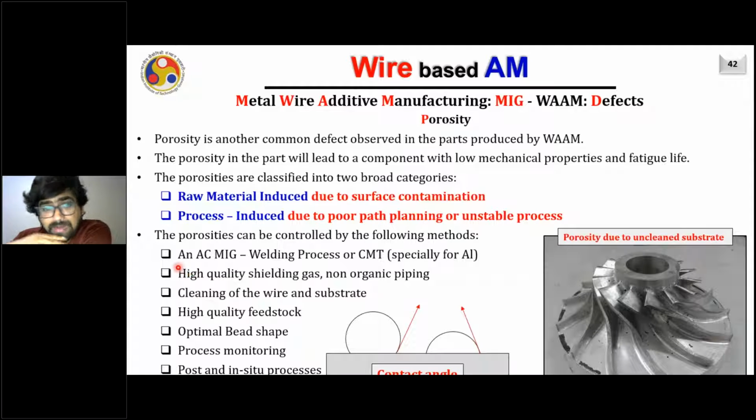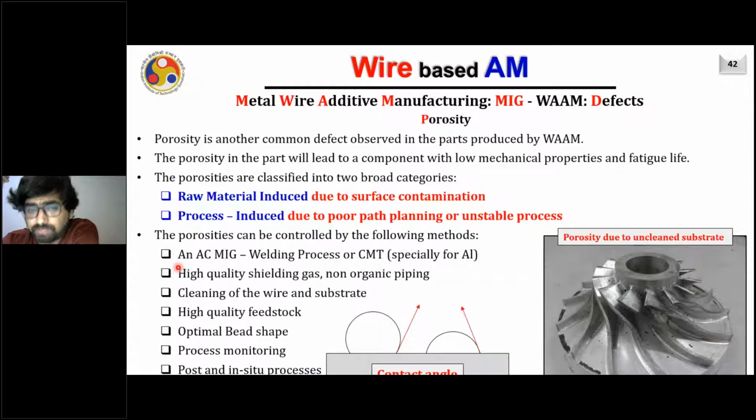For example, an AC MIG welding process or CMT is preferred, particularly for aluminum, to avoid porosity, because when you deposit aluminum, its flowability is quite high. I mean, the liquid material is quite flowable. As a result, the inert gases get trapped in it and come out, and they create porosities behind. So it is good that we do not increase the temperature much for aluminum or such low melting point metals, and we use processes like AC MIG welding or CMT MIG welding.